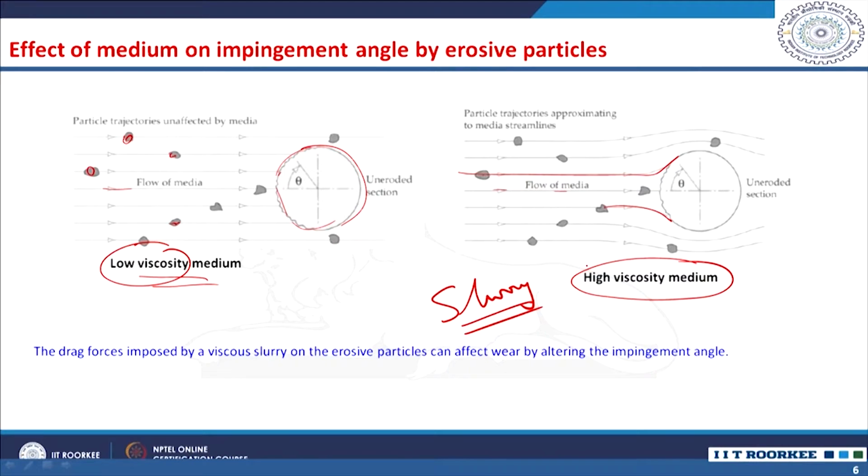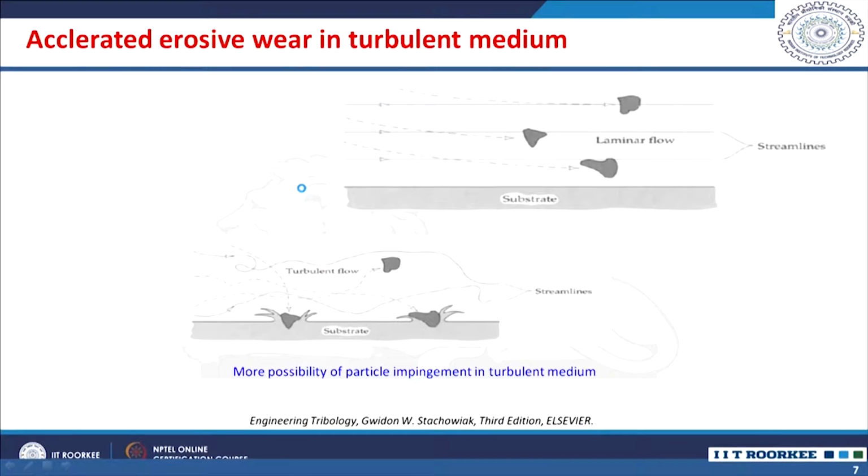So, the drag forces imposed by this viscous slurry on the erosive particles can alter the impingement angles. So, you will have a difference in the material removal. In slurry erosion, generally the fluid viscosity or the medium viscosity plays a major role, right. You can also see that the turbulence of this flow is also making a difference in the erosive wear.